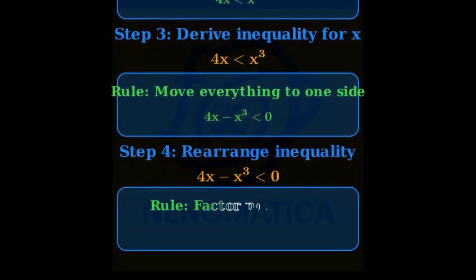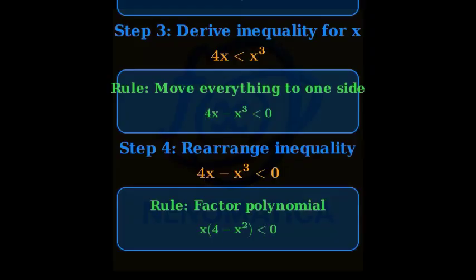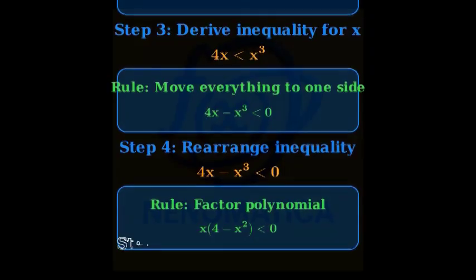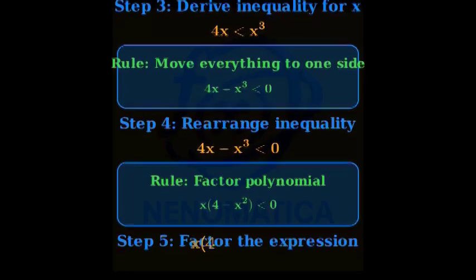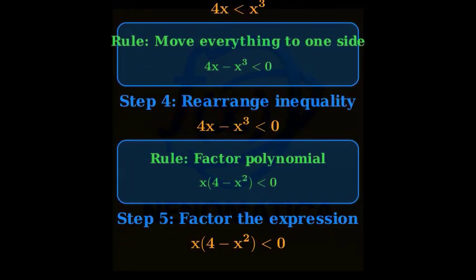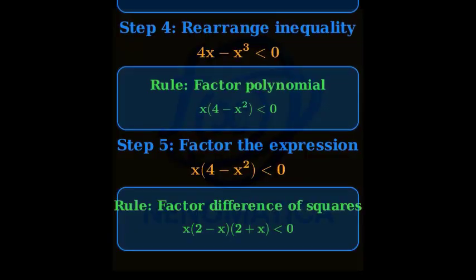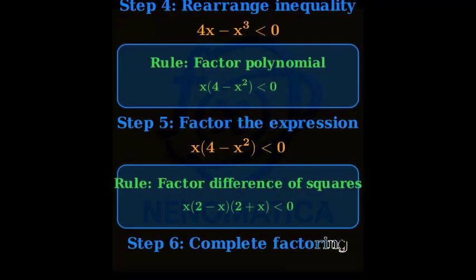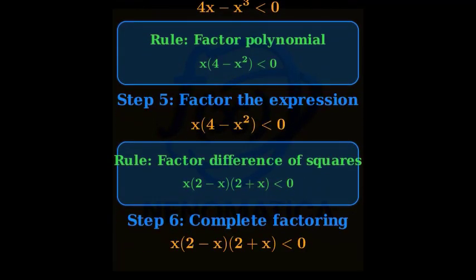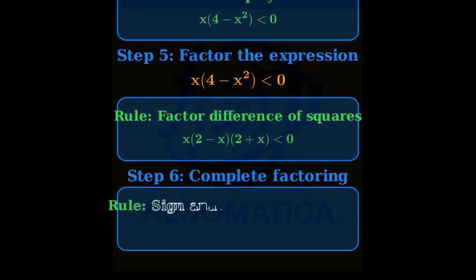Step 6. Factor the difference of squares. 4 minus x squared equals (2 minus x) times (2 plus x). So we have x times (2 minus x) times (2 plus x) is less than 0.